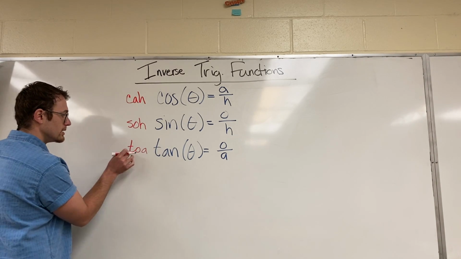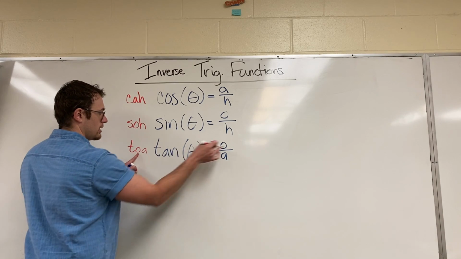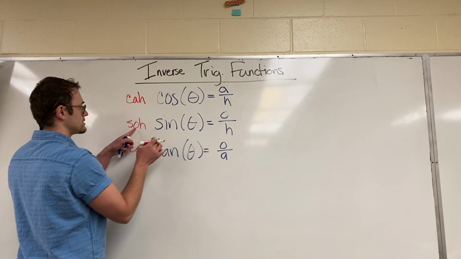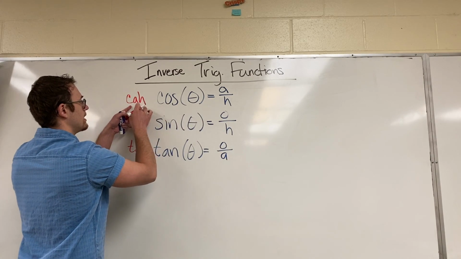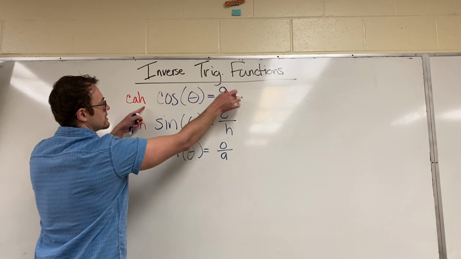But right, TOA, tangent, opposite over adjacent. So, SOH, sine, opposite over hypotenuse. CAH, cosine, adjacent over hypotenuse.